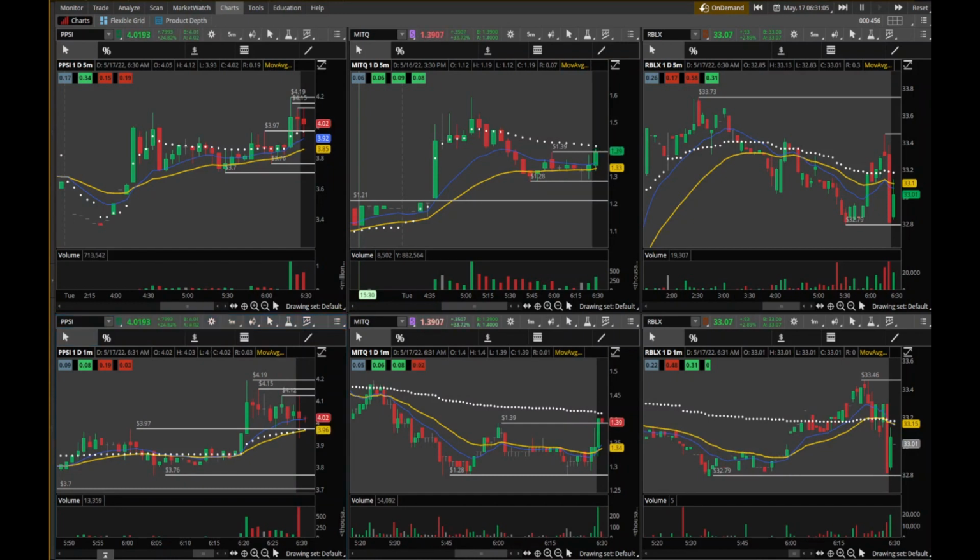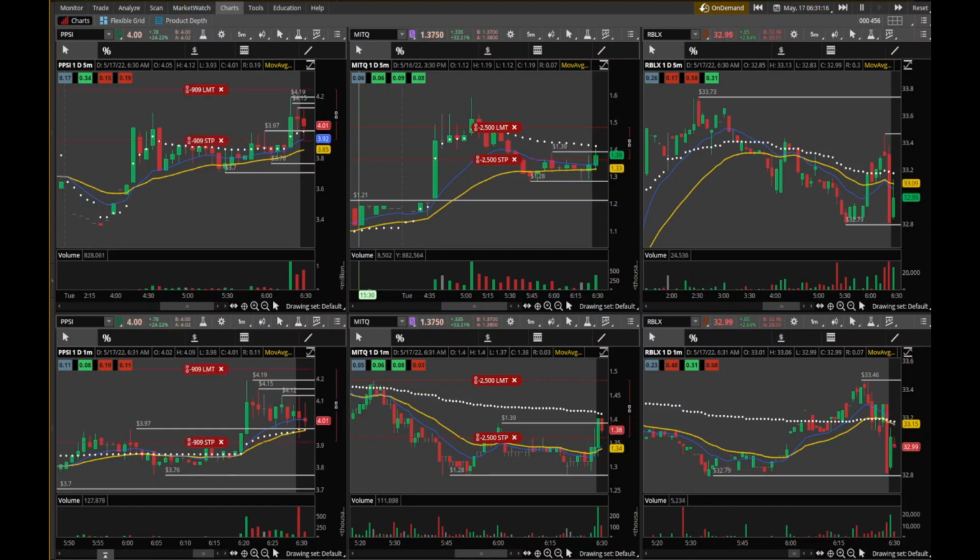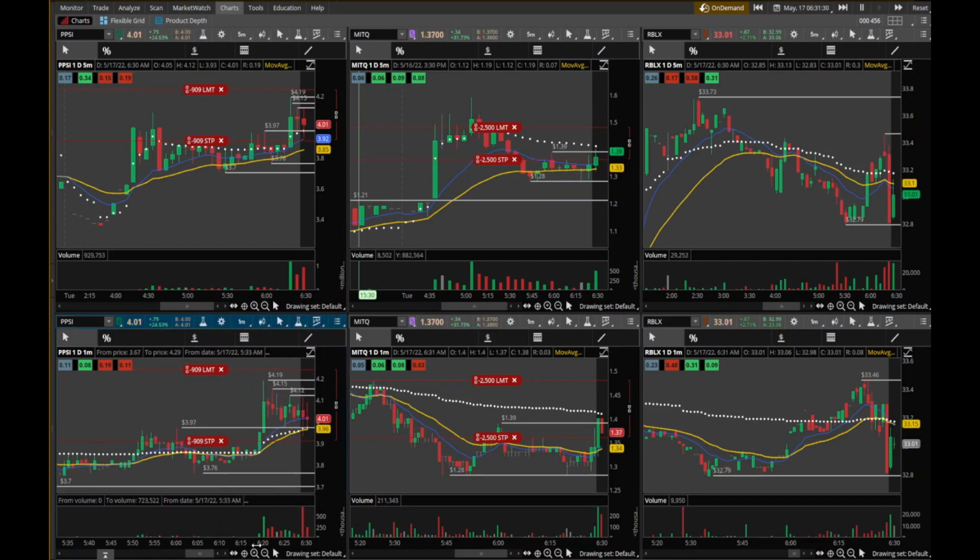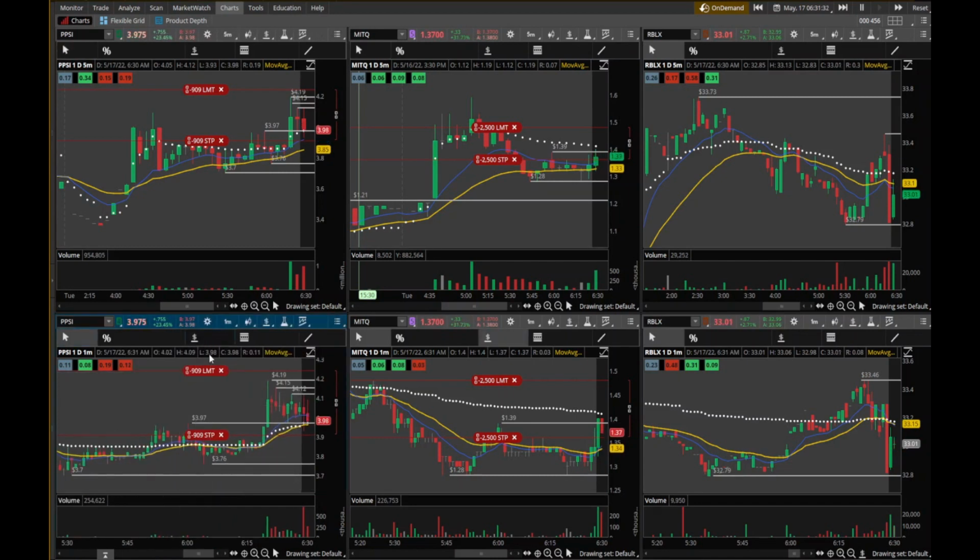Okay, I'm buying MITQ. And I'm jumping into PPSI. MITQ is a little tricky because it's coming up against that VWAP, and PPSI, of course, it might just pull back down to 390. So we could have a couple losses in a row here. Yep, took a loss on MITQ.